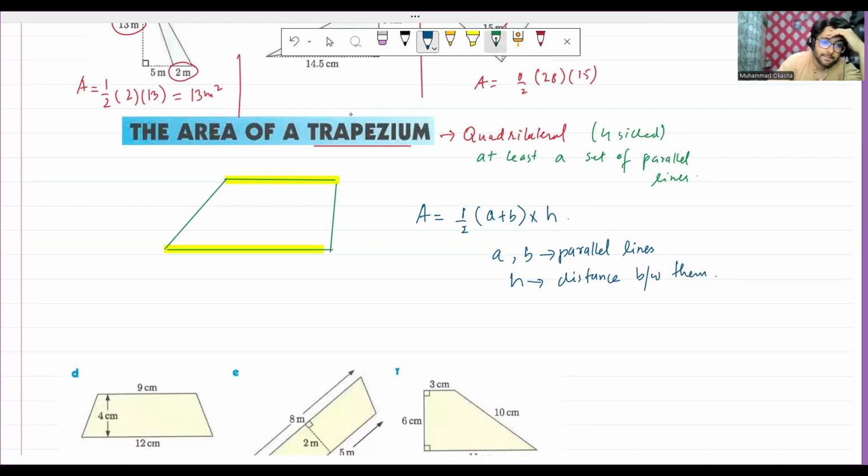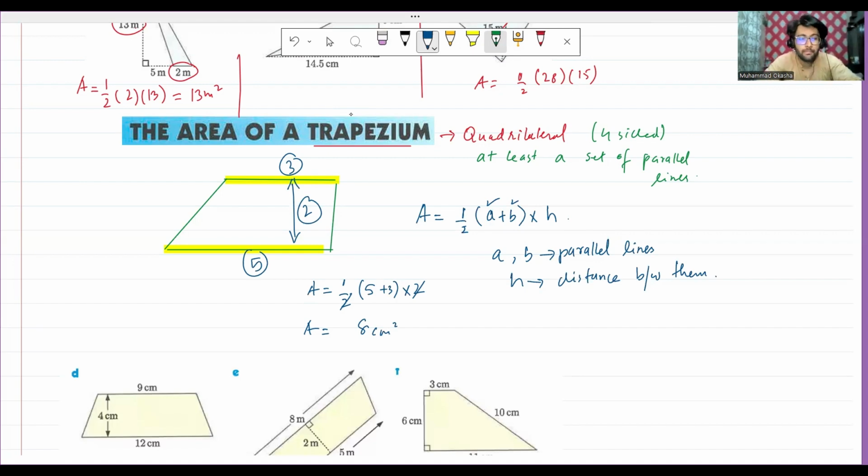Okay, so let's say this is 5 and this is 3, and maybe the distance between them is 2. The formula is going to be 1 over 2. Parallel lines A and B are parallel lines, so I'll add their sum, 5 plus 3. Multiply by the distance between them, which is 2, and you can work out the area. The 2 will cancel out, 5 plus 3 would be 8, so the area would be 8. Whatever, it could be centimeter squared, it could be millimeter squared, depending on the units.